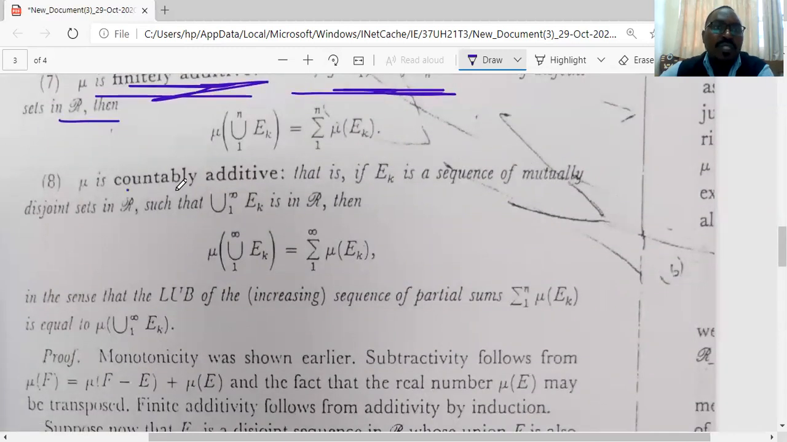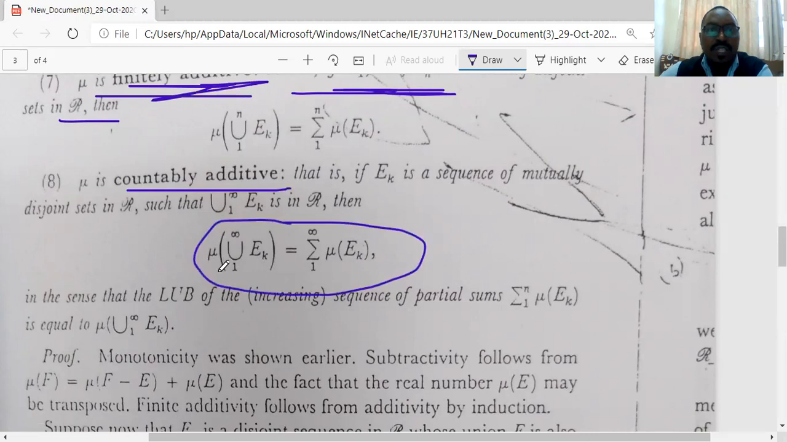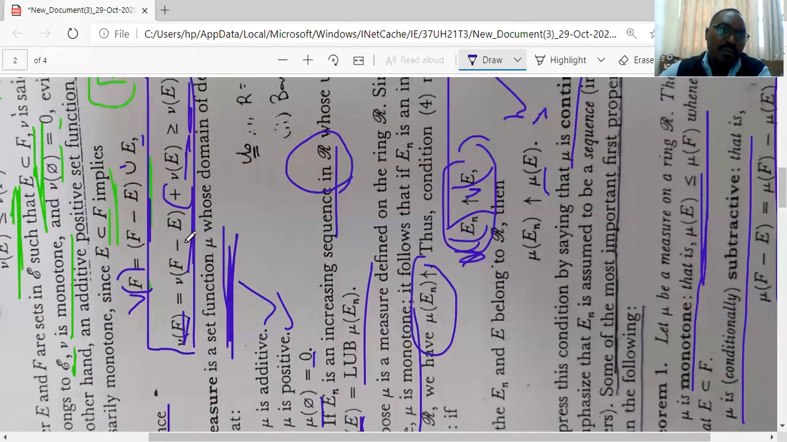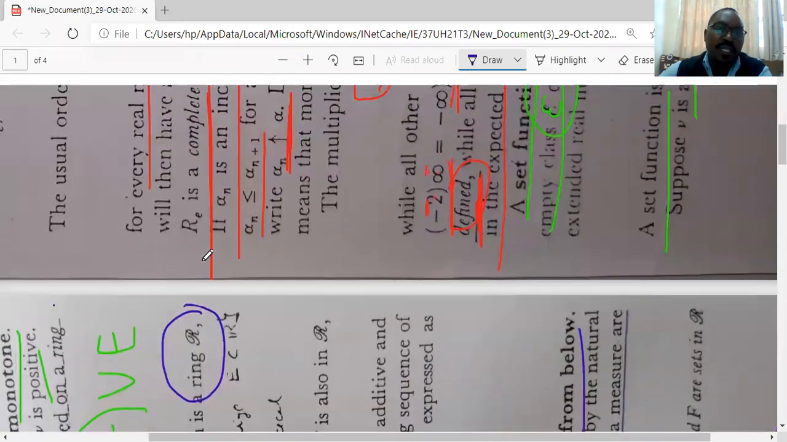Mu is countably additive. All right. Again, that means for all the values that you get union defined from 1 to infinity, instead of the union, we talk of addition. You see, the unions are extended to be just pluses, because that's how we did previously here. We defined it to be addition.